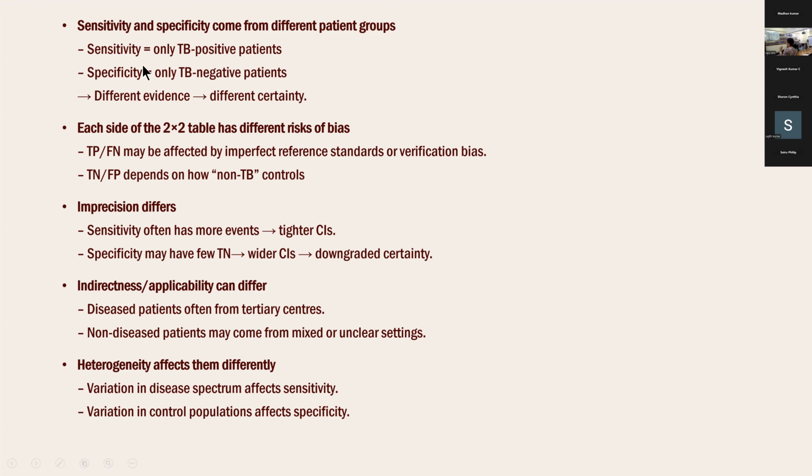And indirectness, again, is a similar thing, where you're taking it from a tertiary hospital or from a community center. Say, for example, in CSF, yes, they'll all be in the hospital, but it could be a lymph node biopsy that can be done in primary care or secondary care. But can you apply the same sensitivity, specificity there? It changes. So that's why you need to look at both of them separately.